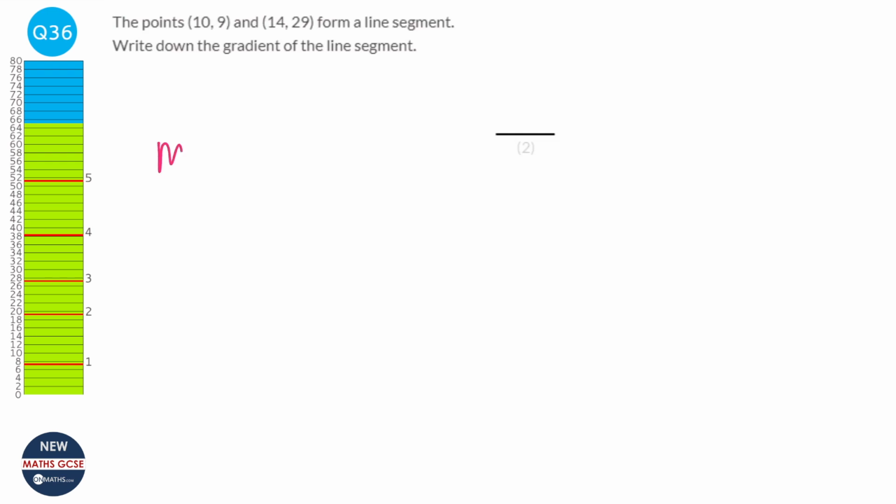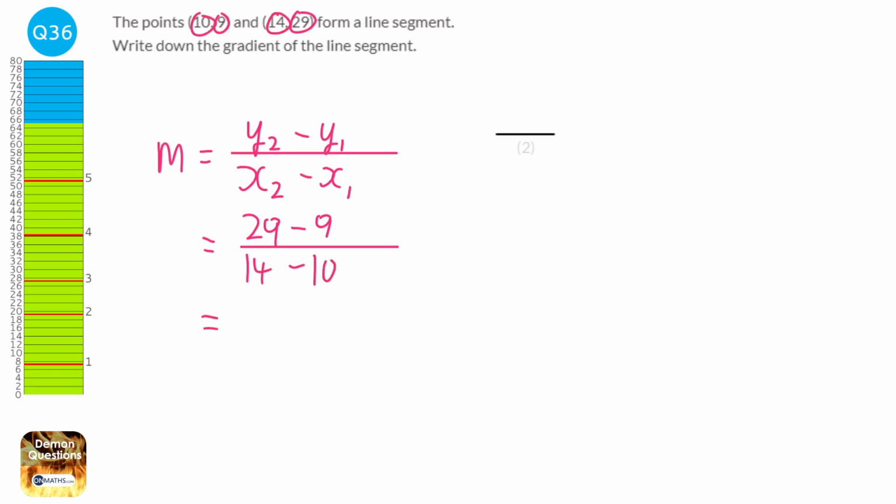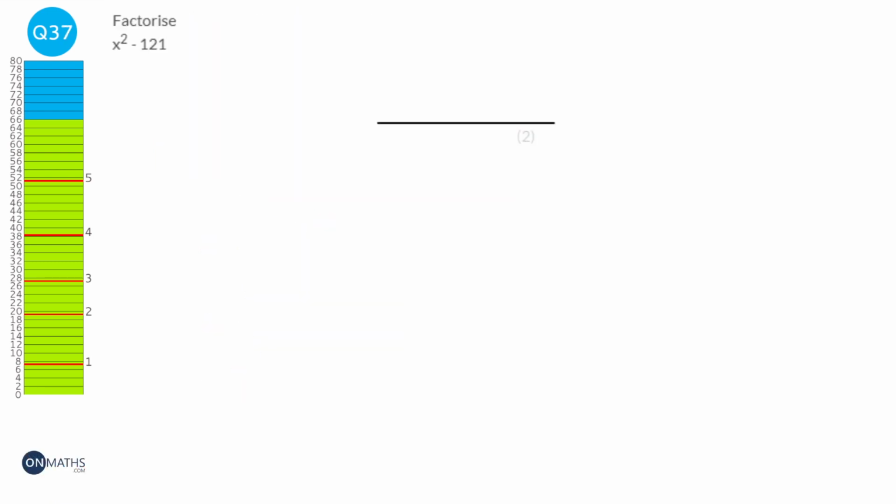To find the gradient, we use a simple formula, which is change in y over change in x, but the way we write it is the second y coordinate take away the first y coordinate over the second x coordinate take away the first x coordinate. So the second y coordinate is 29, the first y coordinate is 9, second x coordinate is 14, and the first x coordinate is 10. So when you do that, you get 20 over 4, which is equal to 5. So our gradient is 5.